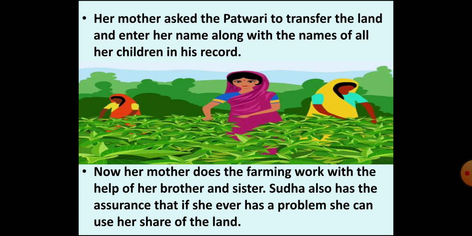She has asked the Patwari to enter her name as well as the names of all her children in his record, so that they all have equal share in the land. Sudha's mother along with Sudha's younger brother and sister does the farming work on their land, and Sudha also has the assurance that if she ever faces a financial problem, she can use her share of land to solve that. So children, the second administrative work for rural areas that you learnt is about the Patwari.